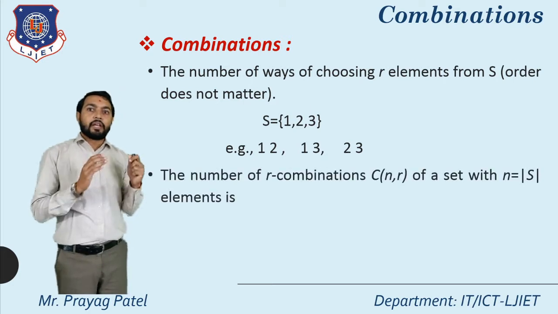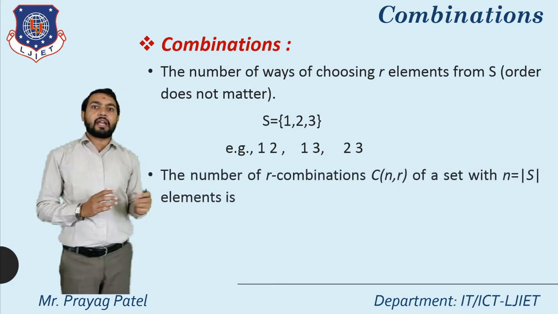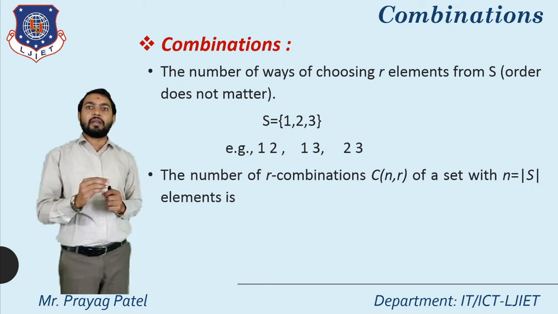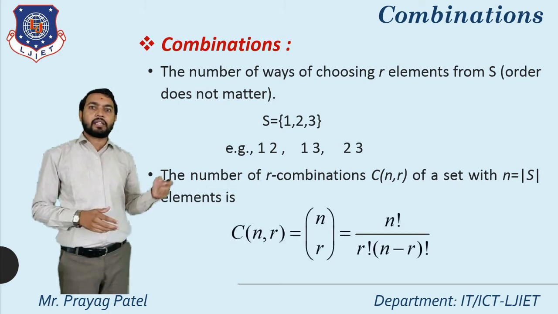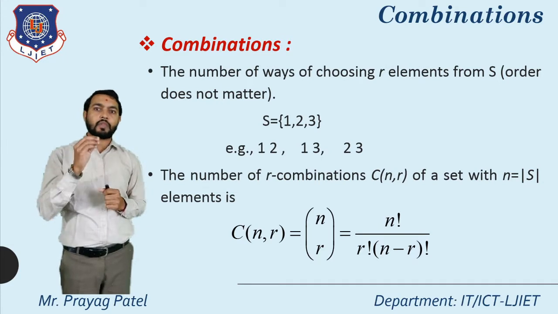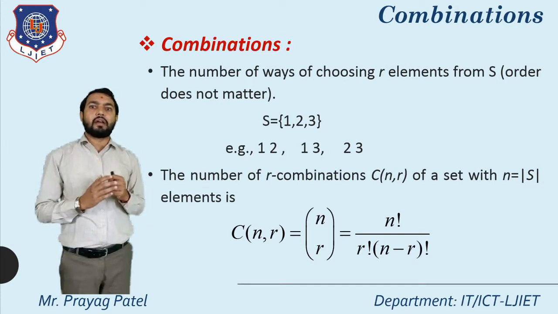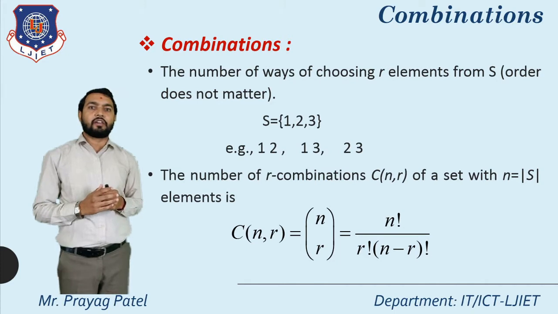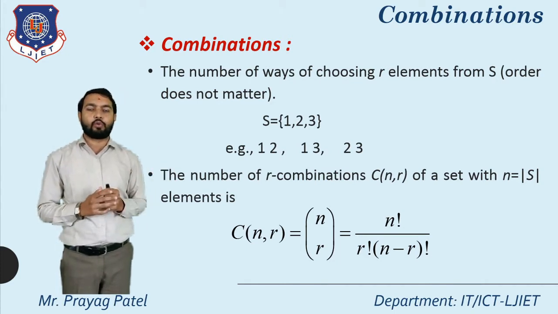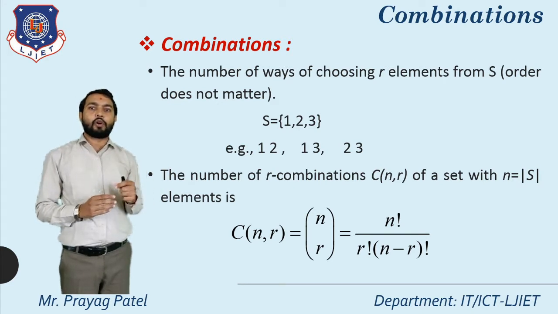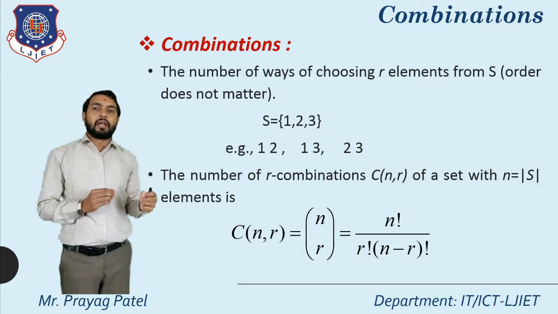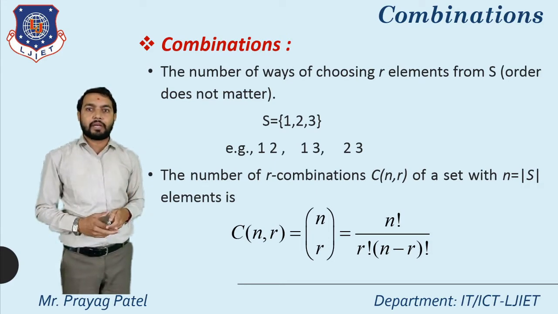Now the number of r combinations C(n, r) of a set with n equal to mod S, that means n elements available in a set, is represented using this equation: C(n, r) equals n choose r, or we can say another way, n factorial divided by r factorial times n minus r factorial. So this is the combination for n given elements, where we choose r elements.